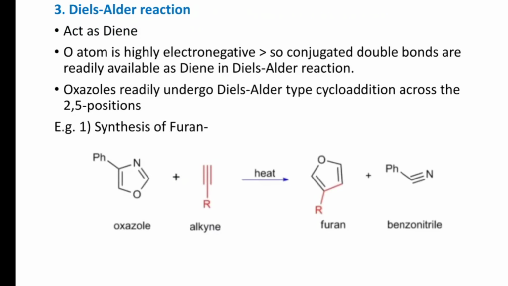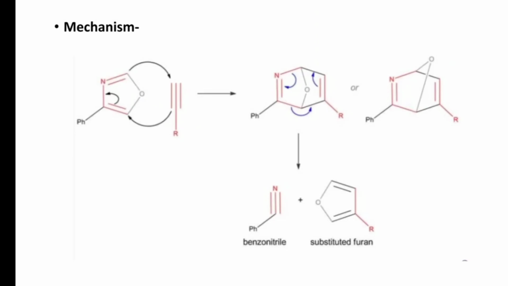Third one is the Diels-Alder reaction. It acts as a diene. So in Diels-Alder reaction, the oxygen atom is highly electronegative, so conjugated double bonds are readily available. Oxazole readily undergoes Diels-Alder type cycloaddition across the 2,5 position. Then, as I give the mechanism.